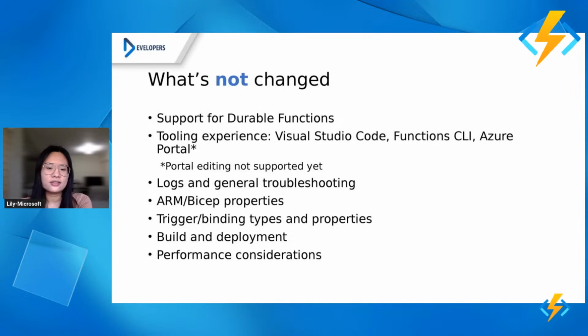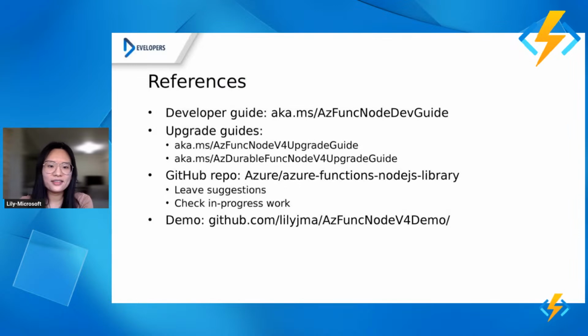And obviously, the same triggers and binding types are supported in v4 as in v3, and the properties stay the same as well. And there are no changes to how you would build or deploy your app, and obviously no changes in performance as well. So these are all the things that have remained the same in the v4 model. I think that is it for the presentation part. I will now move on to the demo.